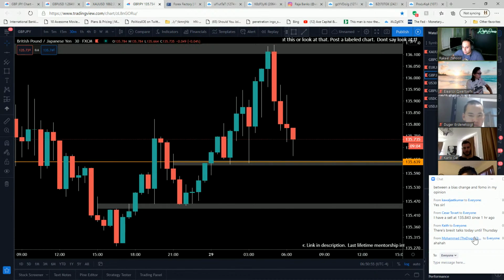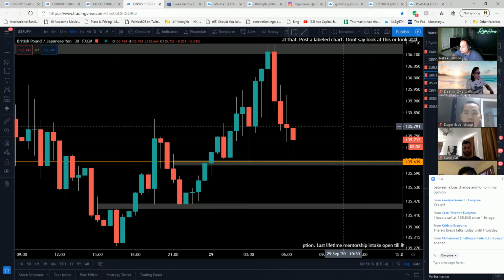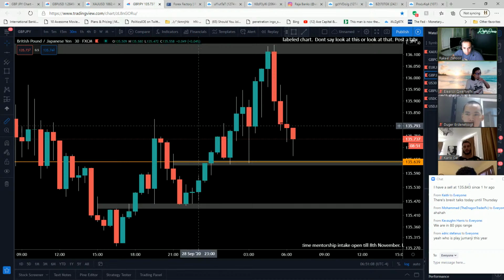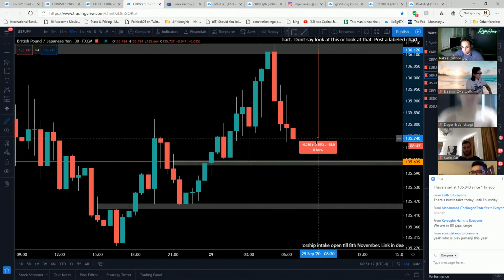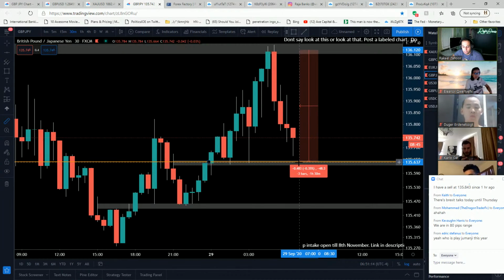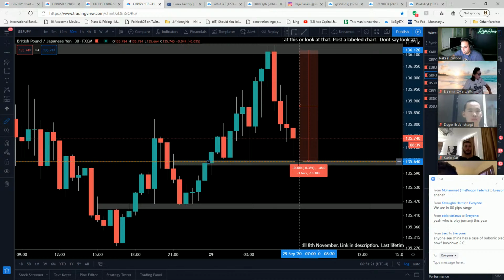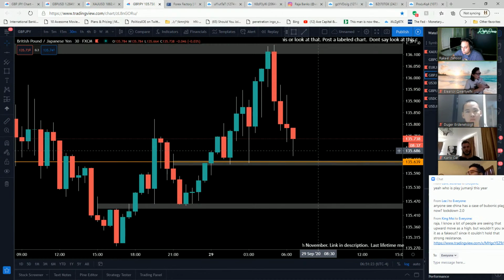There's Brexit talks today until Thursday. I think when it comes to Brexit, anything that's said about Brexit is going to move price bullish, basically. That's what I think. So one good thing about this is, if you measure the range, this is a 48 pip range over here, from 136,120 all the way down to 135,640. So we are waiting.